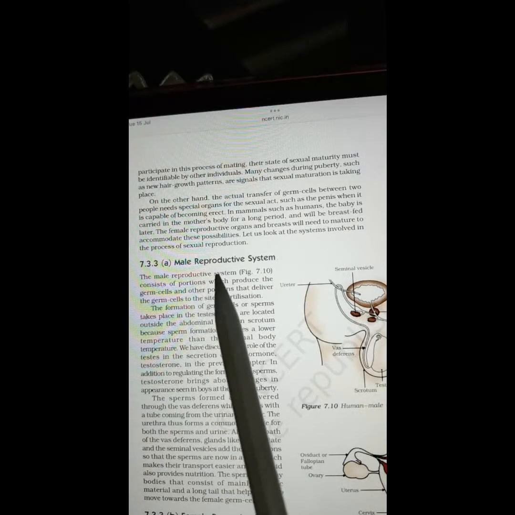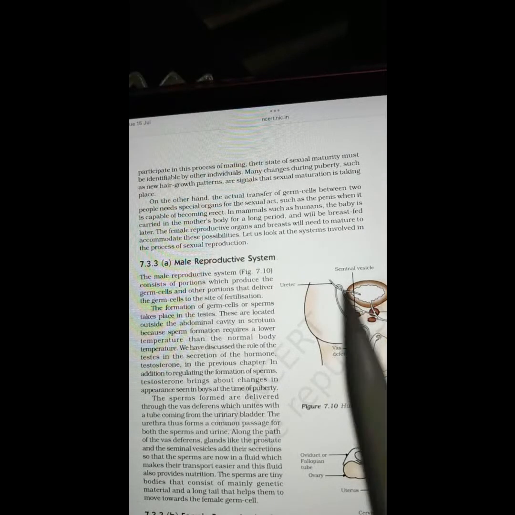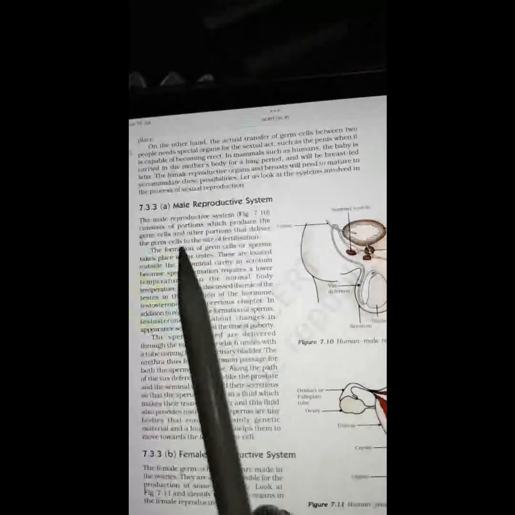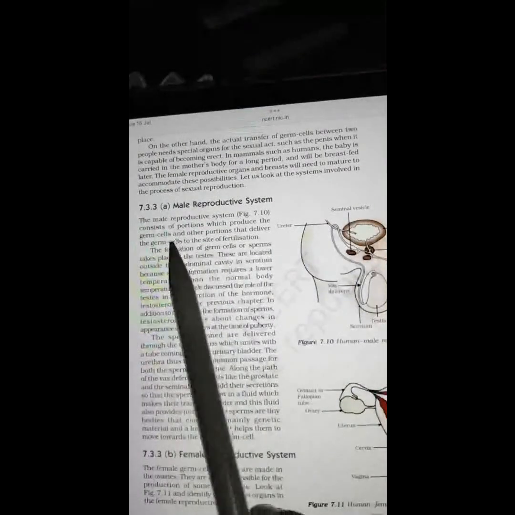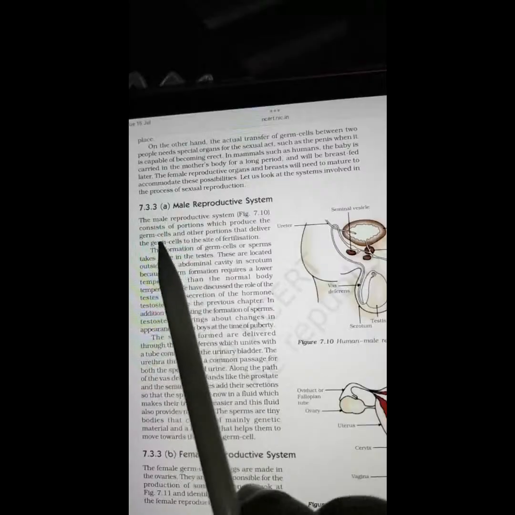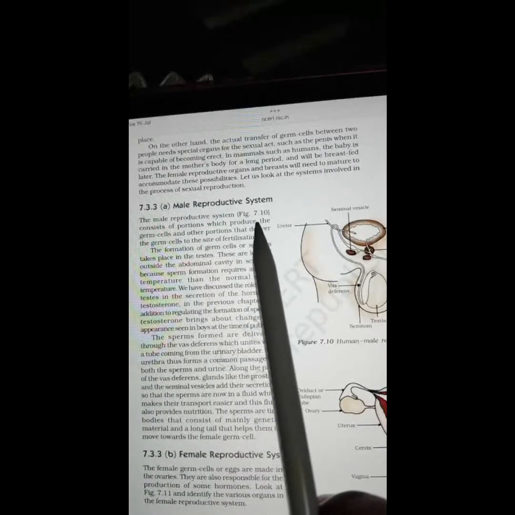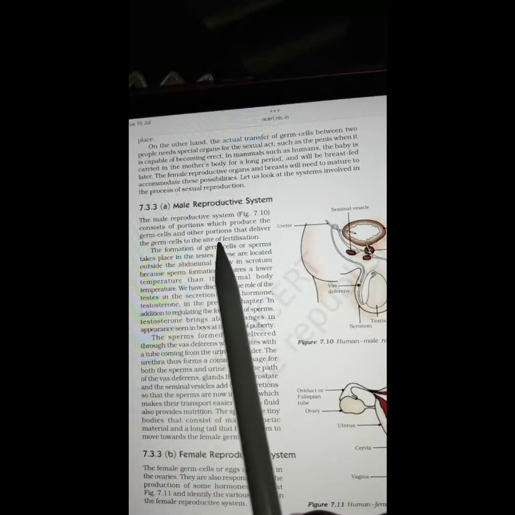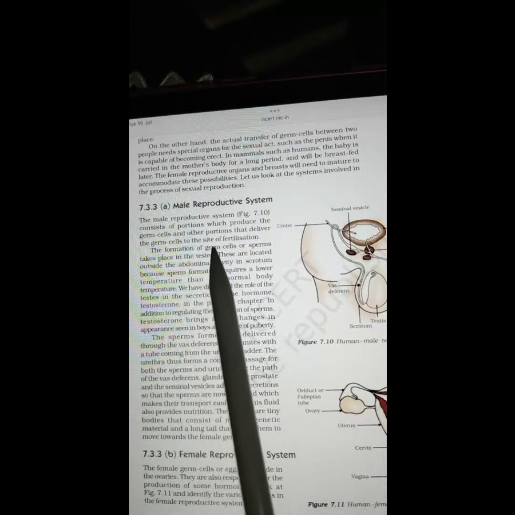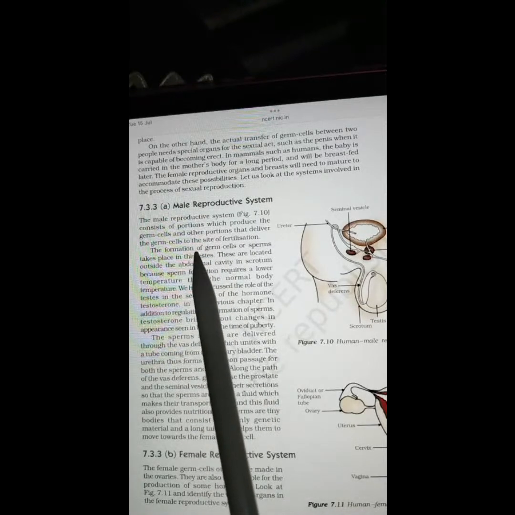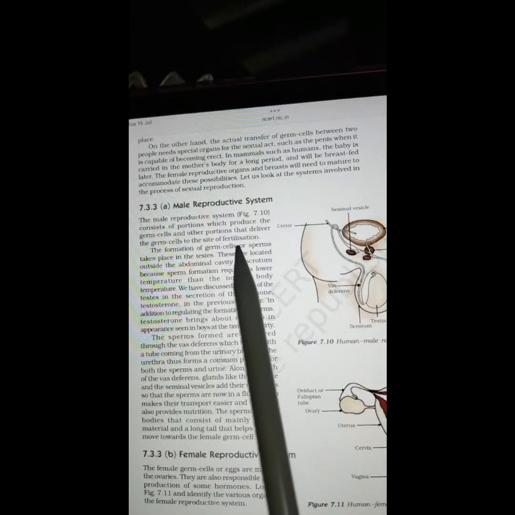Let us look at the systems involved in the process of sexual reproduction. So we are going to come at 7.3.3 male reproductive system. The male reproductive system, figure 7.10, consists of portions which produce the germ cells and other portions that deliver the germ cells to the site of fertilization.